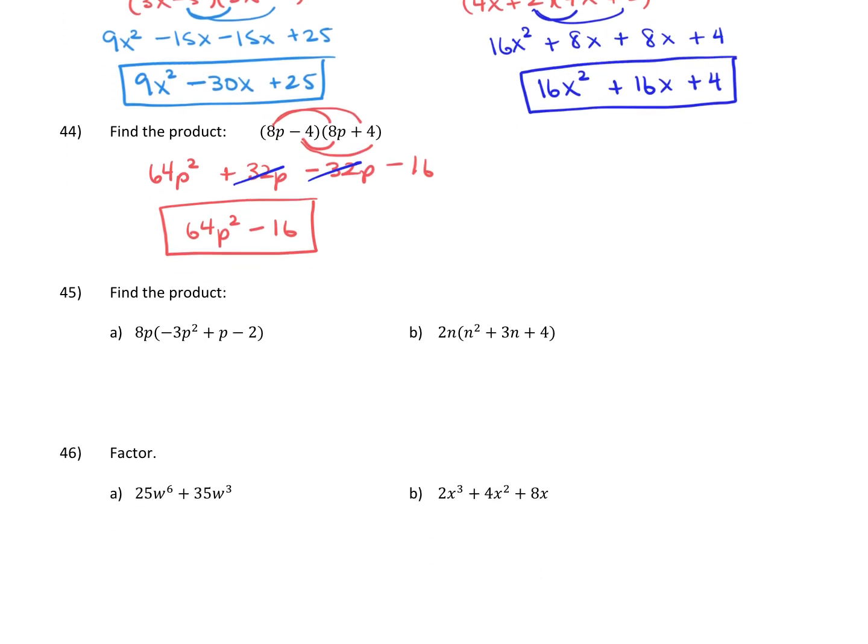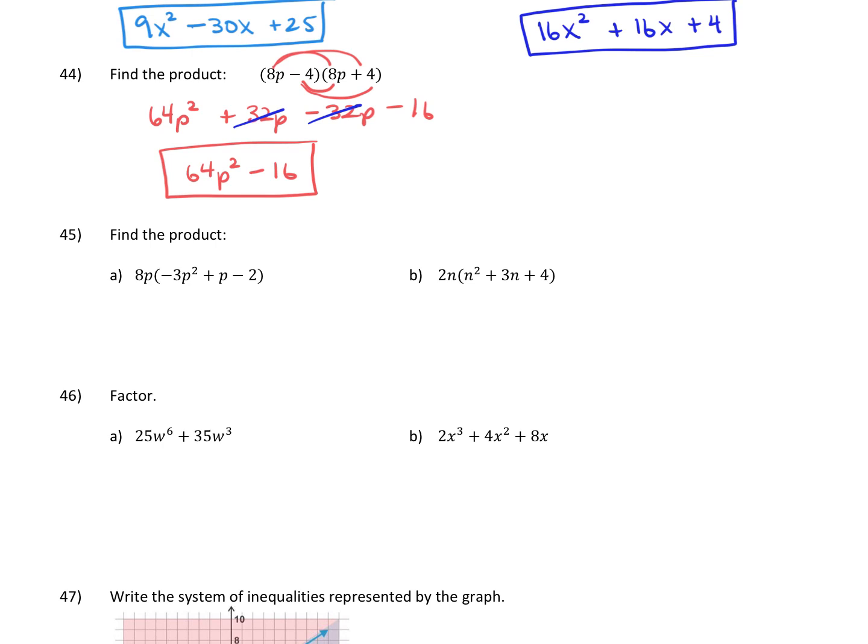All right, number 45, find the product. So this is just taking a monomial multiplied by a trinomial. So this looks like a pretty typical distributing problem. So let's just distribute. If you did do a box, it would be a 1 by 3 box, if you prefer that. No problem at all. All right, 8p times negative 3p squared. So 8 times negative 3 is negative 24. P times p squared, add your exponents to get a p to the third power.